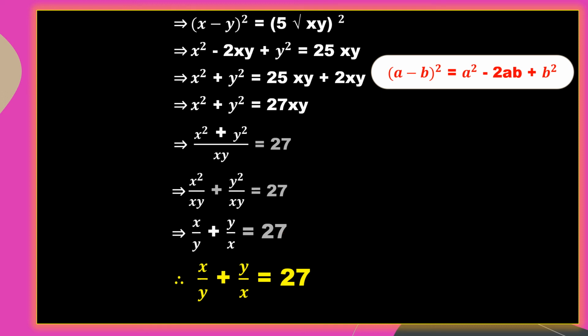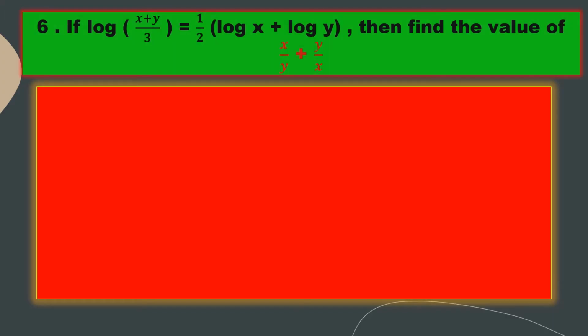Now we will solve our exercise problem. So this is your exercise problem, exercise 1.56. Same question: we have x plus y by 3, and there we have x plus y by 5, equal to 1 by 2 log x plus log y. We should find out the value of this one.